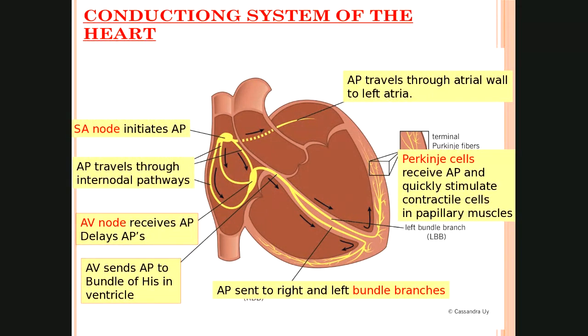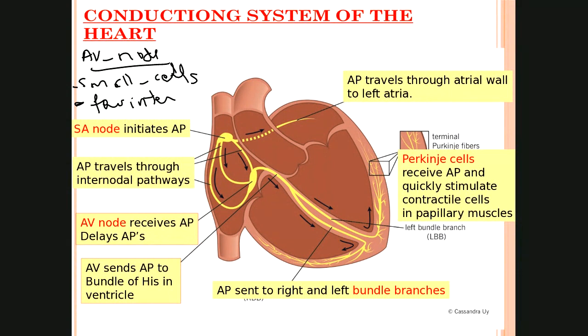I need to write down the two features of the AV node that create the delay. The AV node has smaller cells. Small cells create friction, and that slows down the signal. The other feature is that the AV node cells have few intercalated discs, so there are fewer between cells. So the currents of sodium ions are going to have a hard time traveling from cell to cell. That delays the signal, giving time for the atria to contract first.